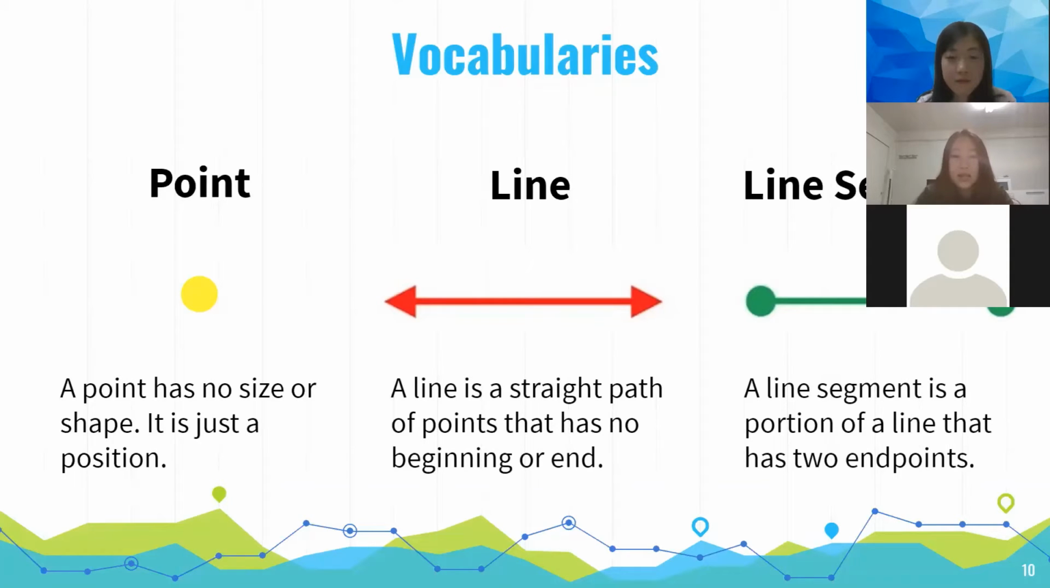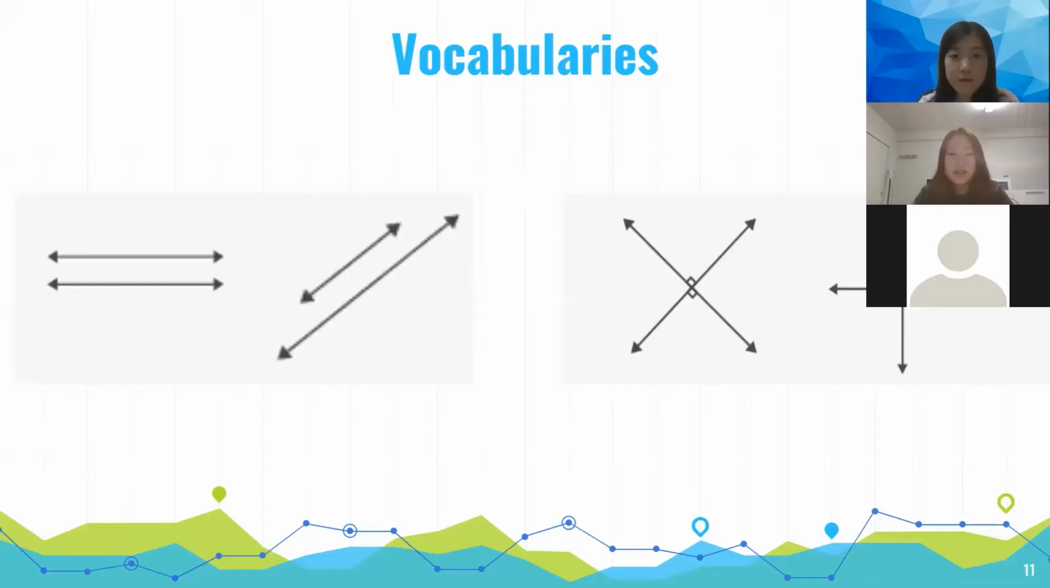I think you know that a point is a point, and a line is different from a line segment, where a line can extend forever on both sides. Dots at the end mean that it's ending, so it's a line segment, not a line. Go on to the next slide.